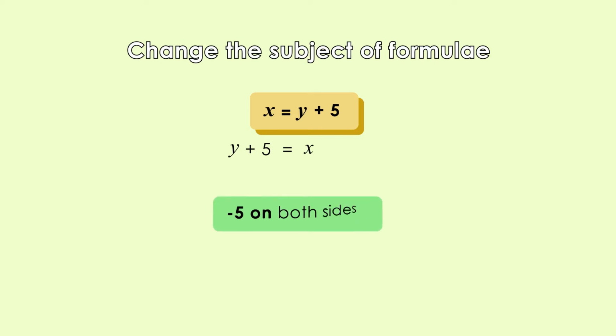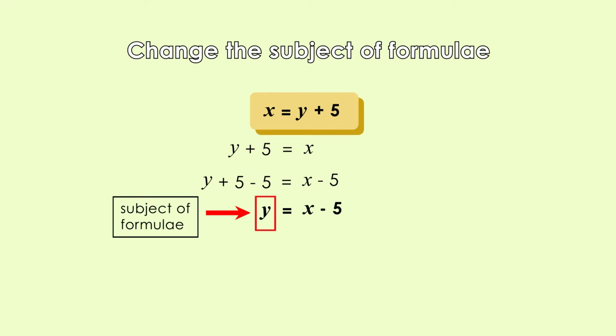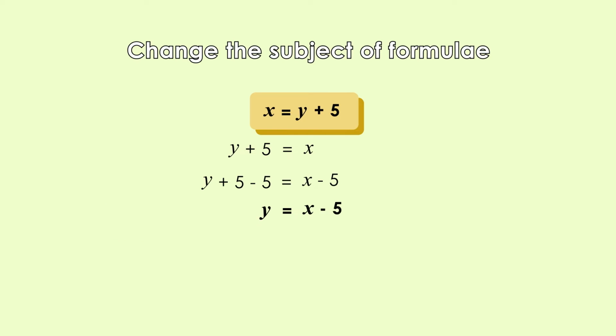Then we minus 5 on both sides of the equation. So y plus 5 equals x becomes y plus 5 minus 5 equals x minus 5. So now the subject of the formula is y and y equals x minus 5. Therefore, y equals x minus 5 is the correct answer. Pupils, what about this algebraic formula?